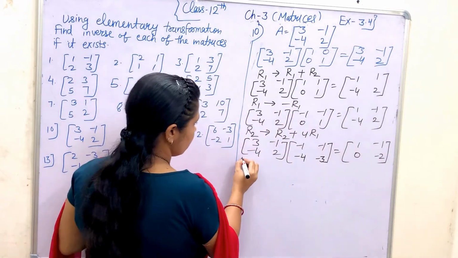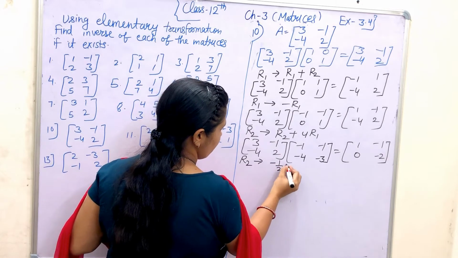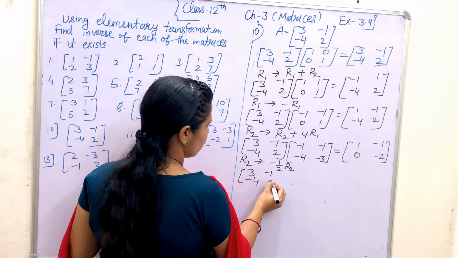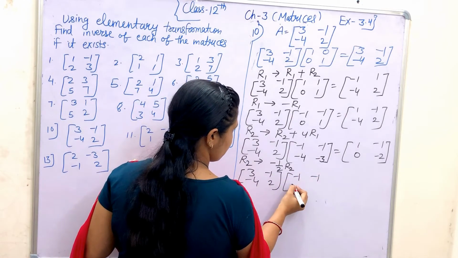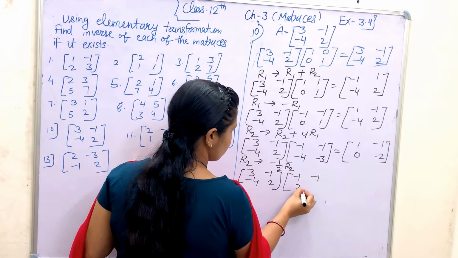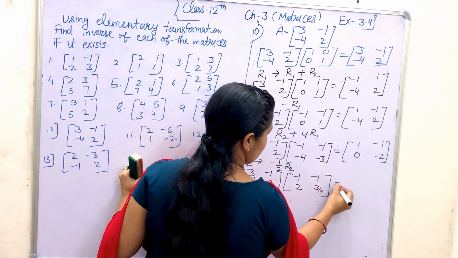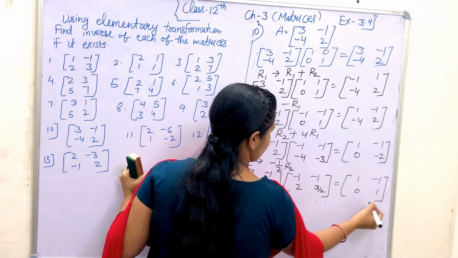Now we will apply on R2, minus 1 by 2 R2. We get 3, minus 4, minus 1, 2, minus 1, minus 1, plus 2 and plus 3 by 2. Here we get 1, minus 1, 0, plus 1.